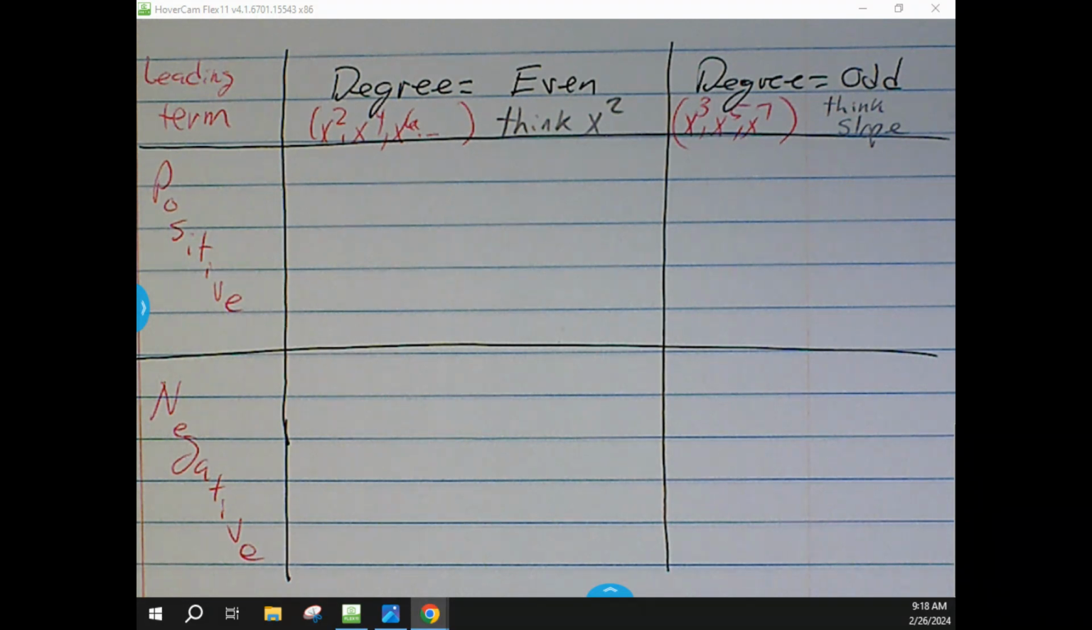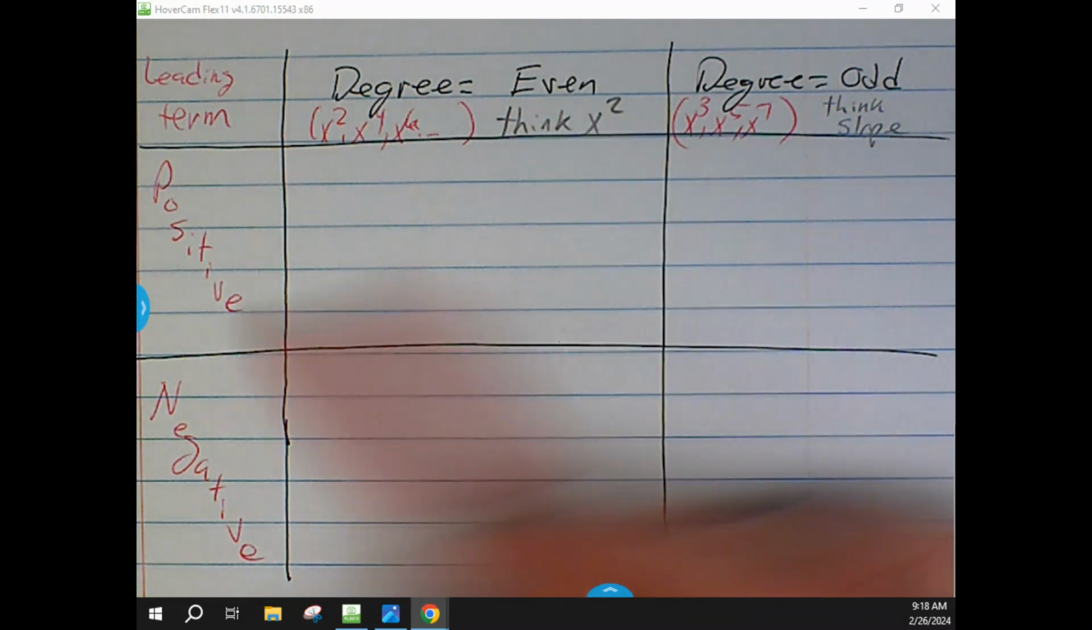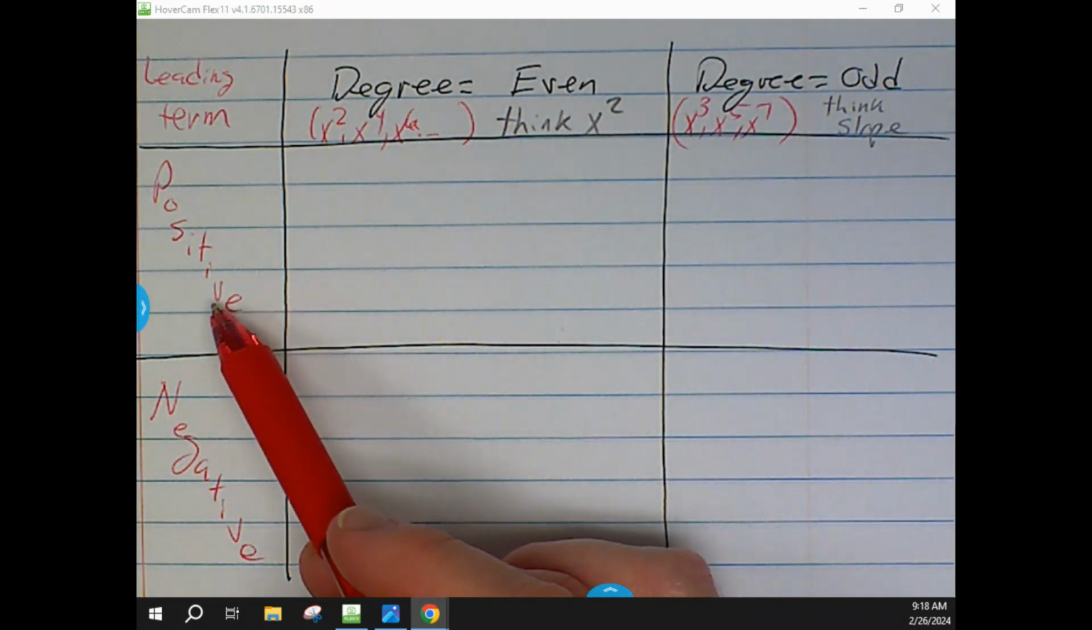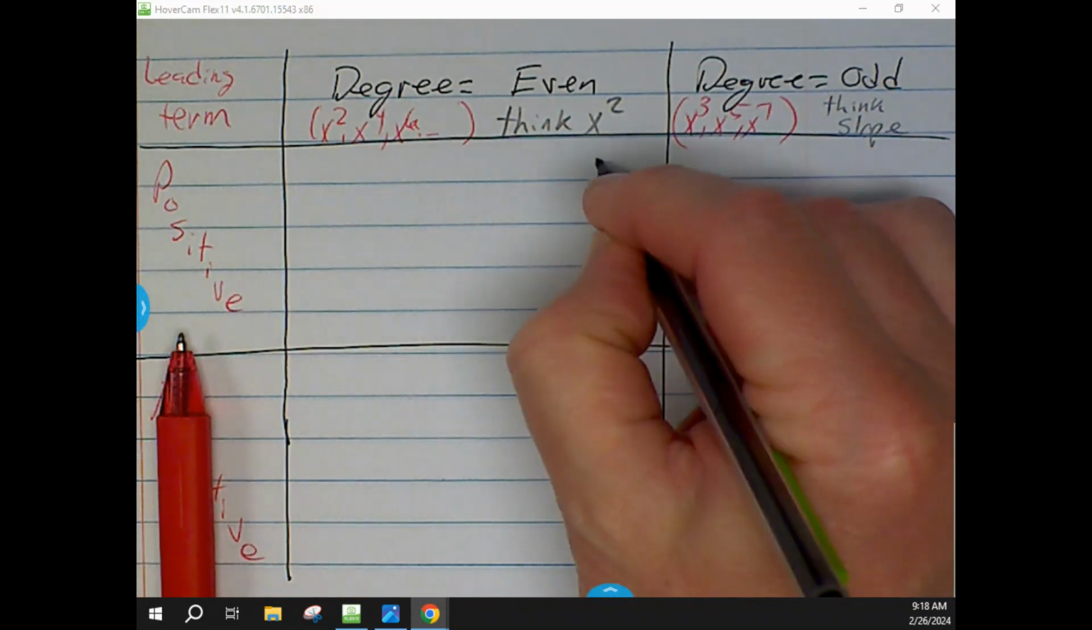Okay, so here's where we need to go back in our Wayback Machines, back about a week ago when we were graphing on the test. What happened if we were graphing x squared and the coefficient with x squared was positive? What did the graph look like? Somebody said it was up, right? So that was where it looked something like this, right?